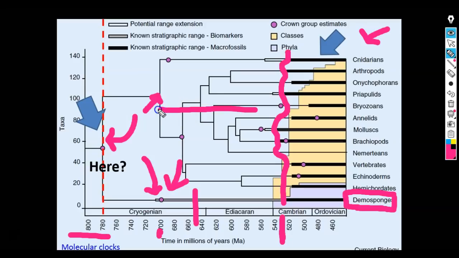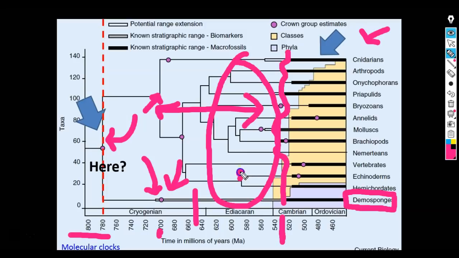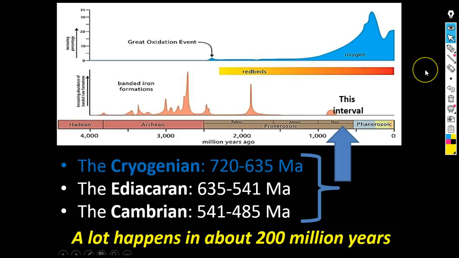A massive gap right here between where the actual fossil evidence ends and where the genetic clock evidence suggests the earliest common ancestor might be. So, big gap here. But what I want to talk about for the next portion is this portion right here, because this is the spot that we've been filling in fairly recently with fossils of, as you'll see in a second, sometimes confusing affinity, but at least fossils. We'll get to that in a second.